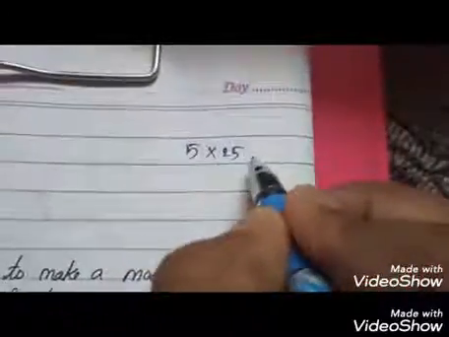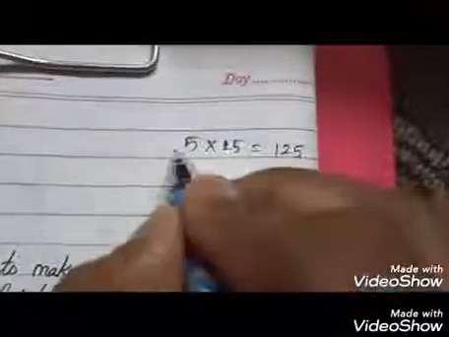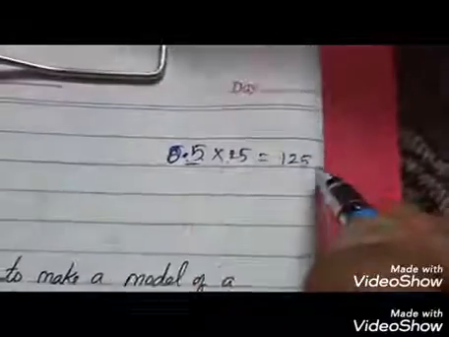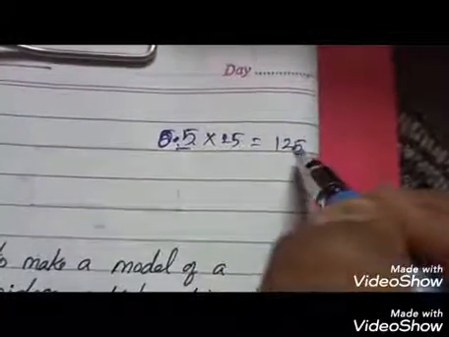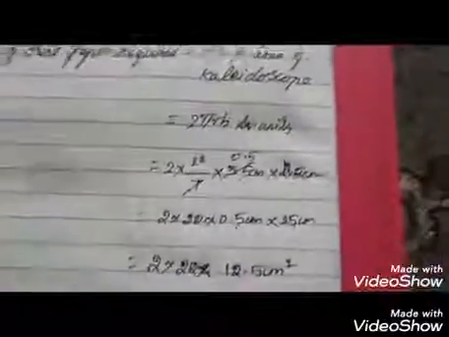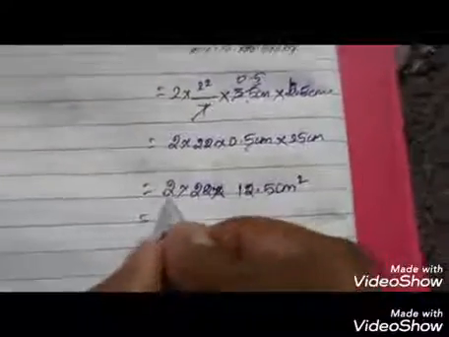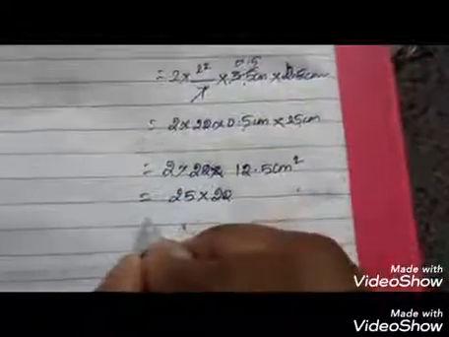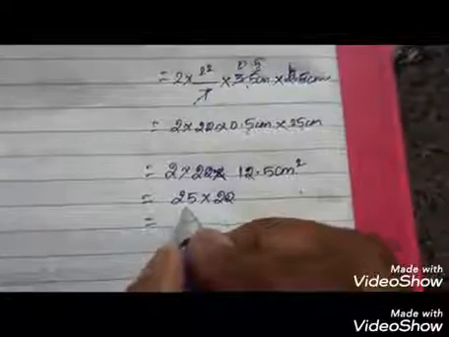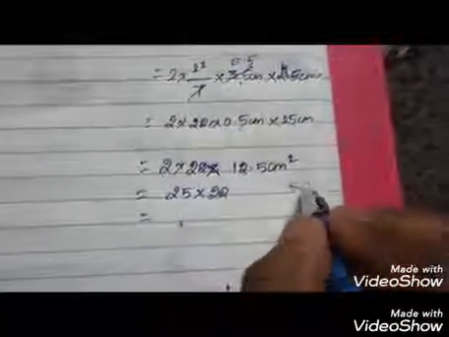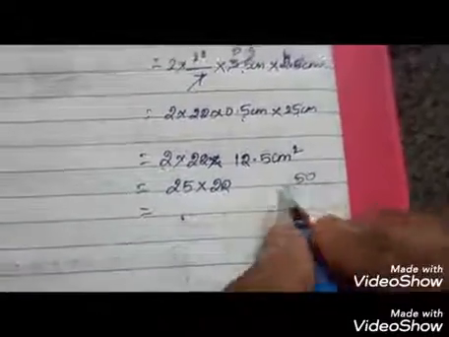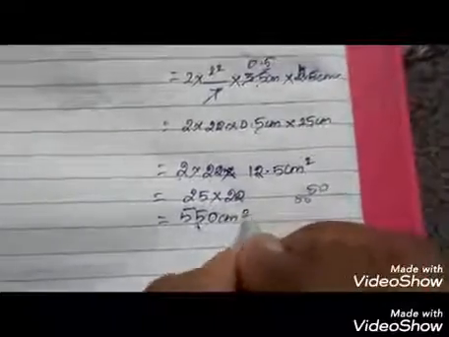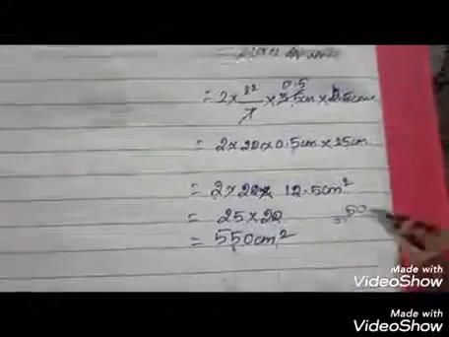5 into 25 you get 125. So this is 0.5, and how many decimal points? Only 1 point, so you take only one decimal. So the value is 12.5. Now I take 2 into 12.5, it becomes 25, into 22. Now multiply 2 into 25, you get 50. Again 2 into 25 you get 50. So the answer is 550 centimeter square.